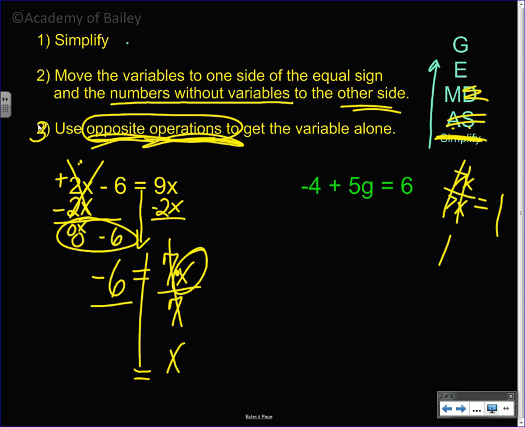So since we divided by 7 here on the right side, you have to divide by 7 on the left side. And so therefore x is equal to negative 6 over 7, or negative 6/7. And you can plug that back in and check it if you wanted.